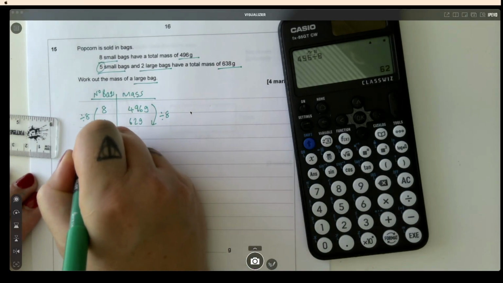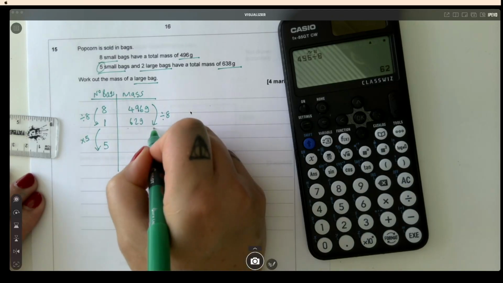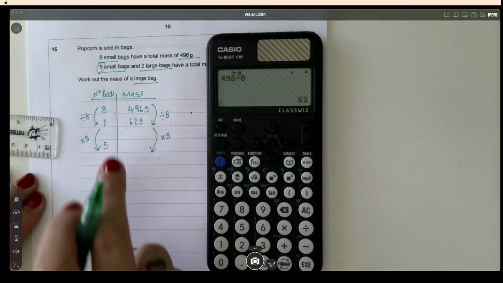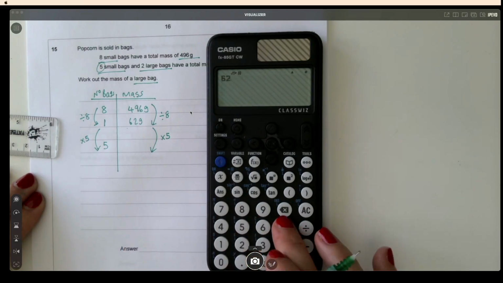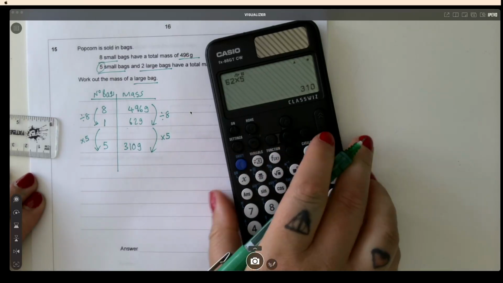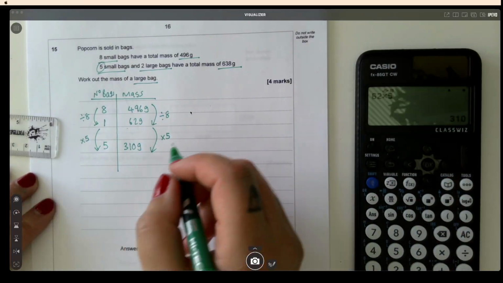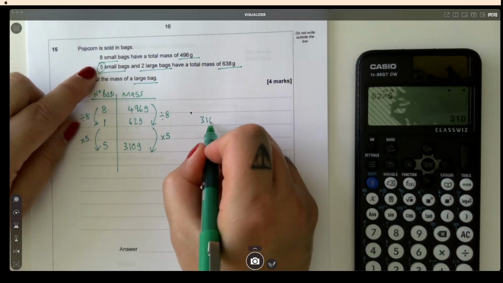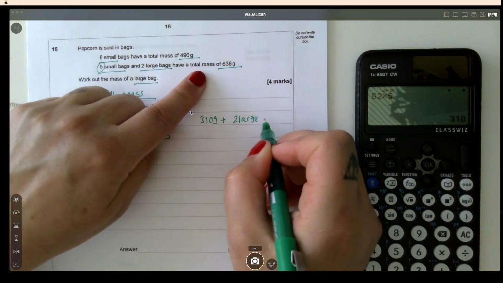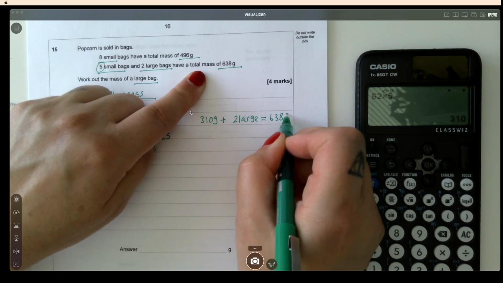If I multiply that by 5, it will tell me what 5 small bags weigh. So the weight of one bag, 62, multiplied by 5. So 5 small bags weigh 310 grams. So 5 small bags, 310 grams, plus 2 large bags must equal 638 grams.